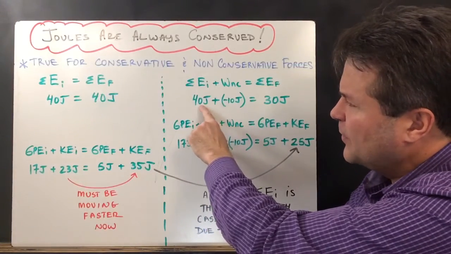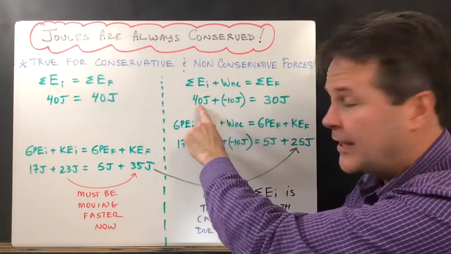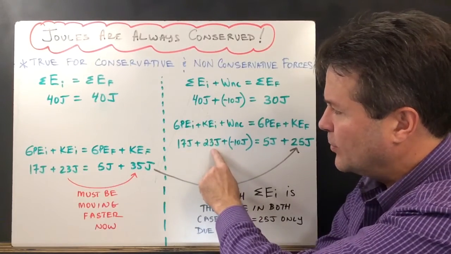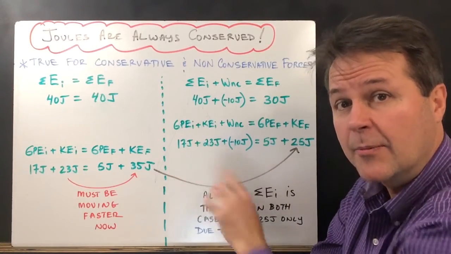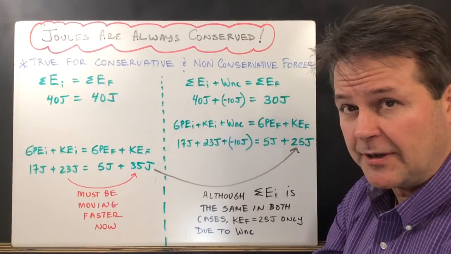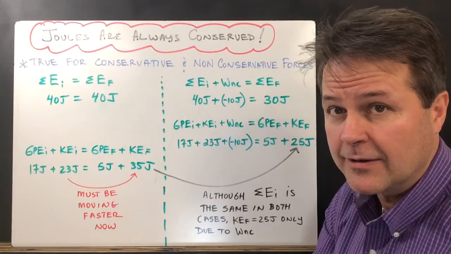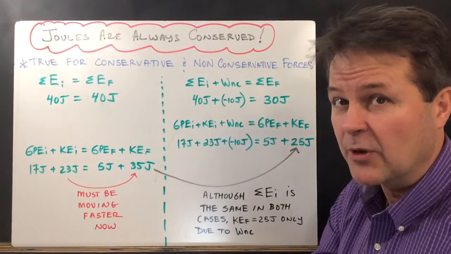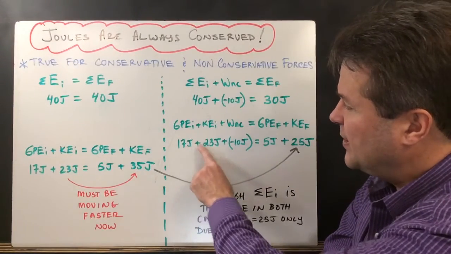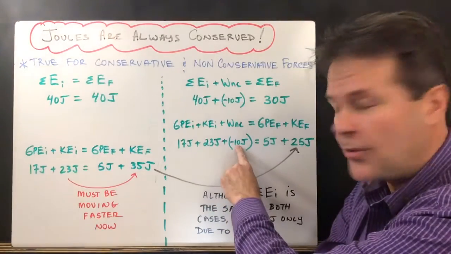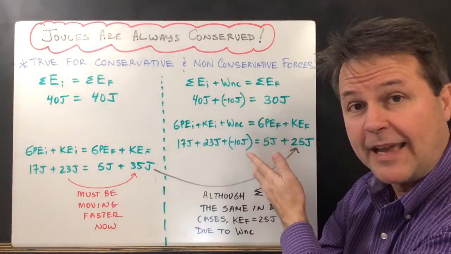Okay, we're starting off with 40 joules total mechanical energy. So 17, like we had before, and 23, like we had before. But we have friction present, and friction is stealing some of those joules. We know where they are. We're never going to get them back, though, but we know where they are. So 17 plus 23 minus 10 is going to be equal to 30. So on the right side, we still have to have 30.